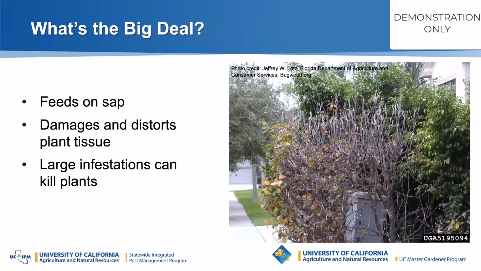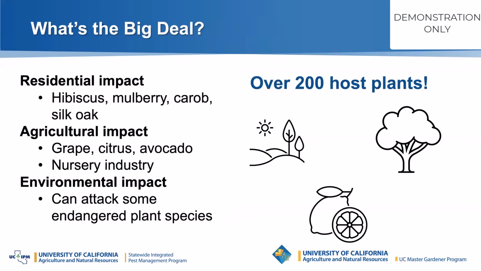What is the big deal, and why should we care about the pink hibiscus mealybug? Like all mealybugs, pink hibiscus mealybugs can cause significant damage to plants. As it taps into the plant to feed on sap, plant tissue is damaged and distorted. Large infestations can even kill plants. This pest has over 200 known host plants, which means that it has many different plants to choose from and has the potential to spread widely in residential, agricultural, and environmental landscapes.